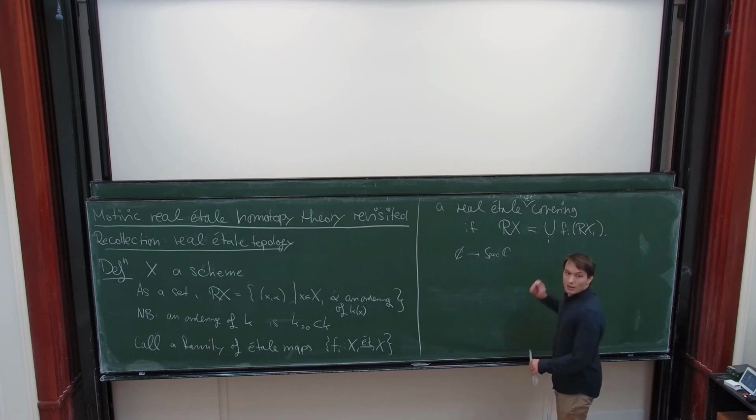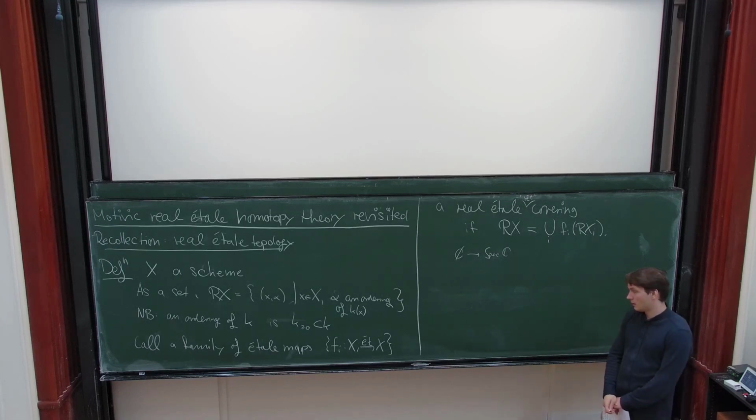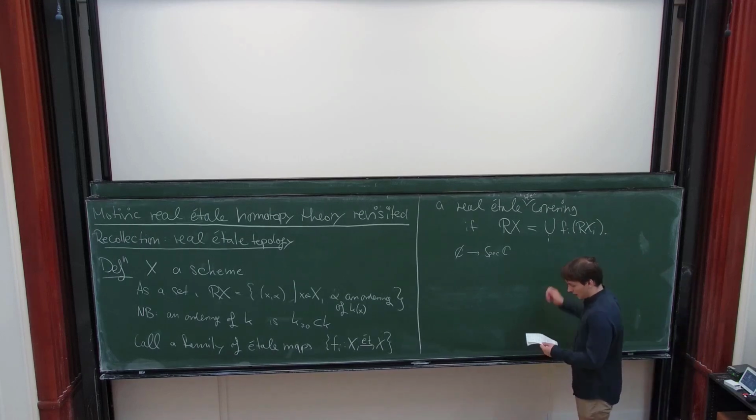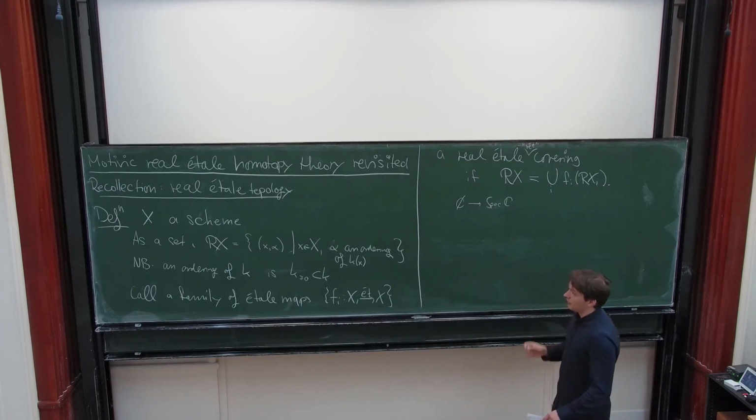So can I ask, the points which have an ordering, is there a topological property for this subset? The points x in X where there is at least one ordering on the residue field, is that open, closed, something? I would guess it's... I'm not sure, but I think it can be. Okay. So that's the definition of the topology, and let's go on.